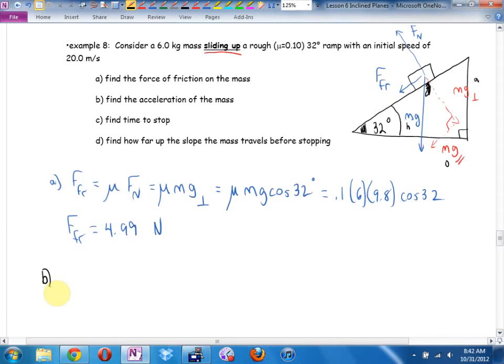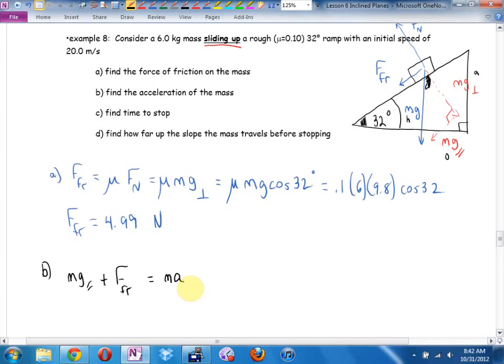Mg parallel. Okay? My equation is going to look like this. Winner number 1 plus winner number 2, that equals MA. Not winner minus loser, Nico, winner plus winner. Okay. What was mg parallel? 2 lines was what? Oh, that's not bad.